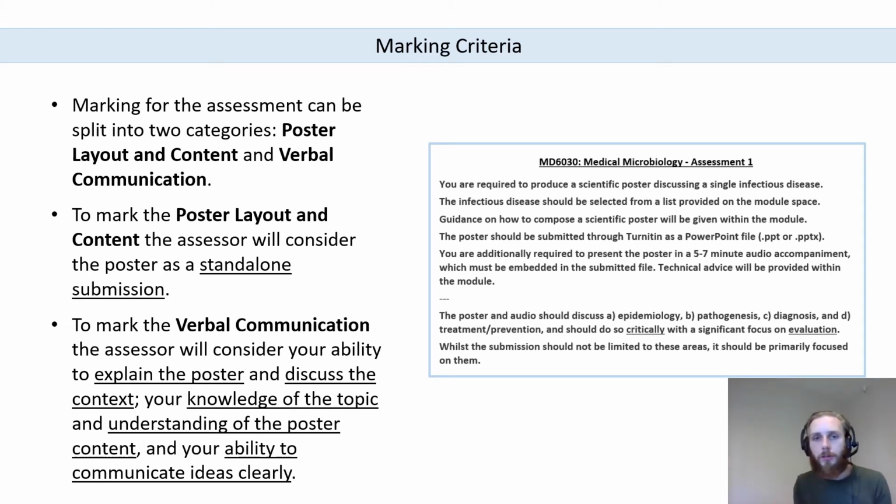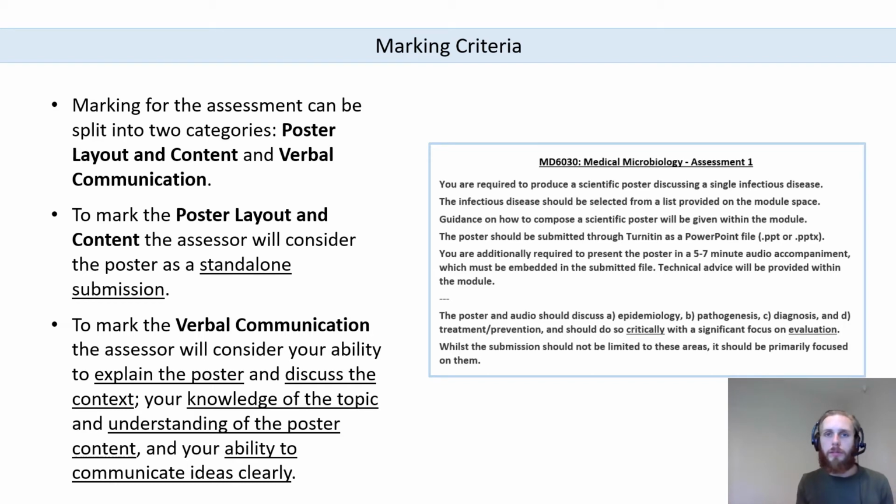Then we have a portion of the mark awarded for the accompanying audio. You're asked to submit a 5 to 7 minute audio recording over the poster, and in that recording, you're explaining the poster, you're discussing the poster, you're providing extra information, and a portion of the marks will be awarded for that audio as well. So the poster itself and the accompanying audio are both really important. They're submitted as one file, so the poster is submitted with the audio recorded on top of it.